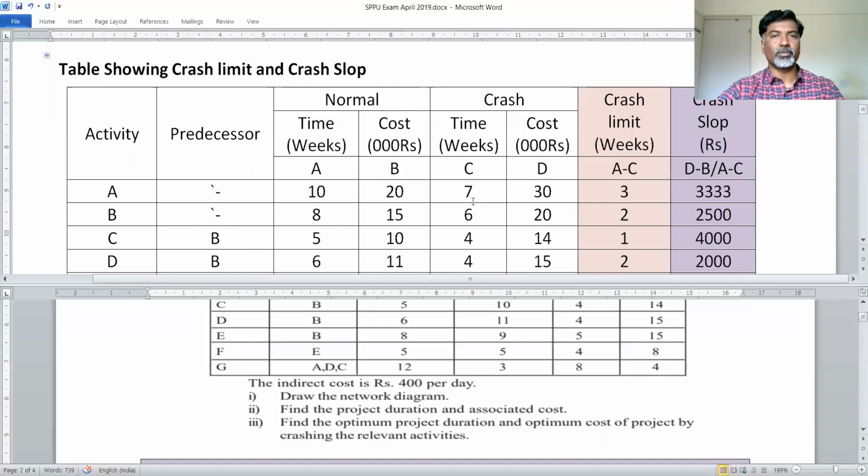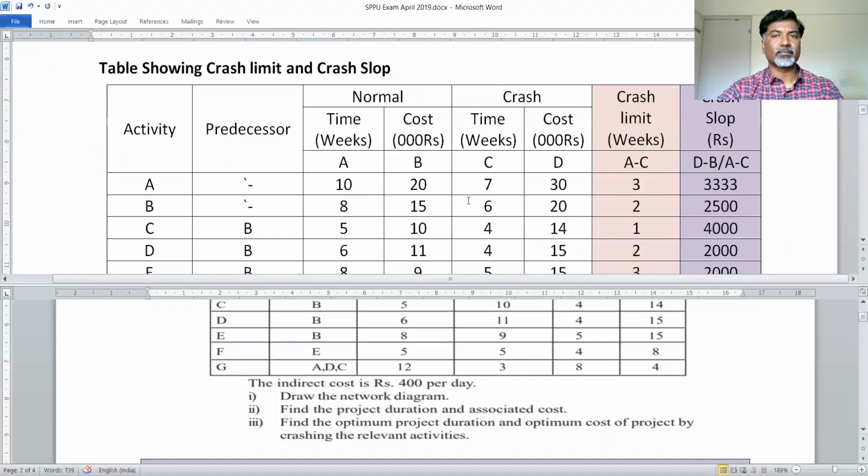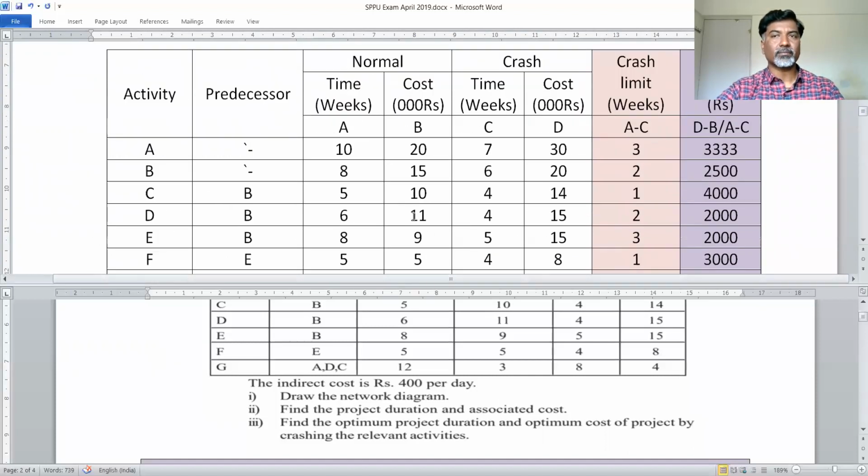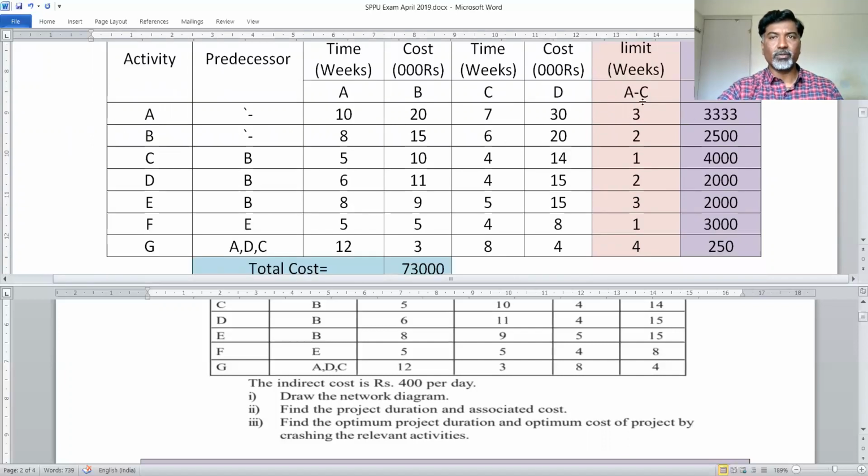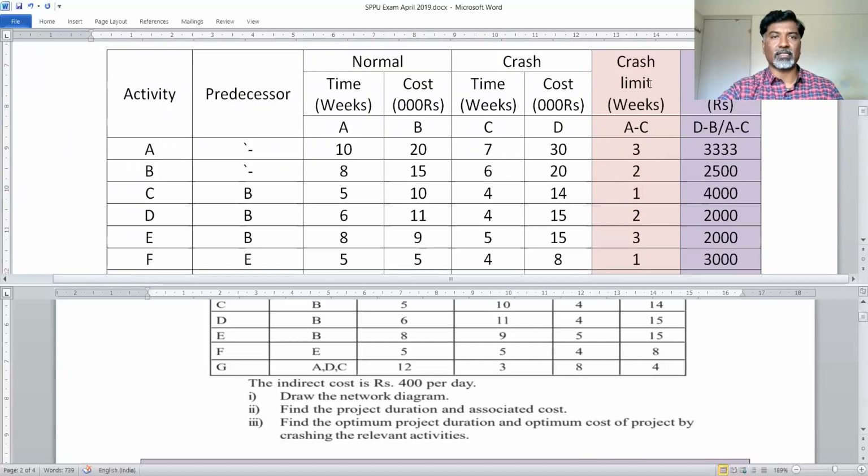Now, from these values, we have to calculate the crash limit and crash slope. What is the crash limit? These are the activities and predecessors given in the example. I have taken all those values as they are. So the first point is to calculate the crash limit. To complete this activity, the normal time required is 10 weeks and it is allowed up to 7 weeks. So how many weeks are in our hand to crash? That is nothing but the crash limit.